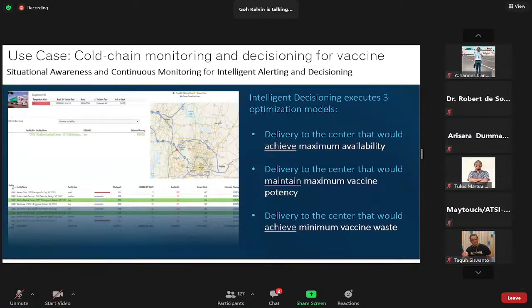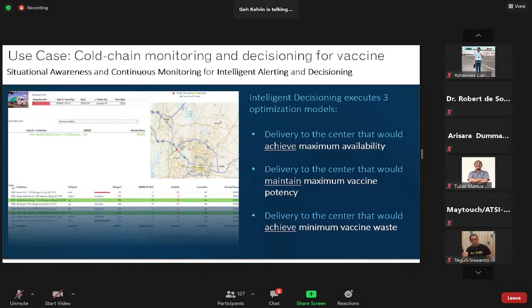The third scenario is to achieve the least amount of waste. When the vaccine is not planned properly in terms of consumption, what might happen is you could send a shipment of vaccine to one location and there is actually no demand. As a result, you end up with the highest amount of waste for a very precious product.